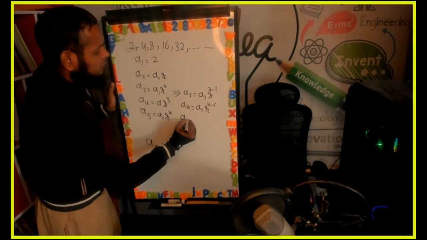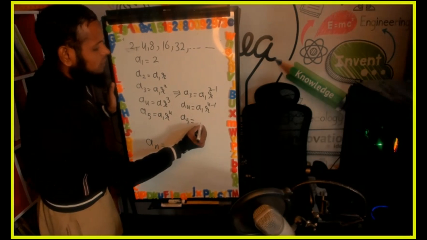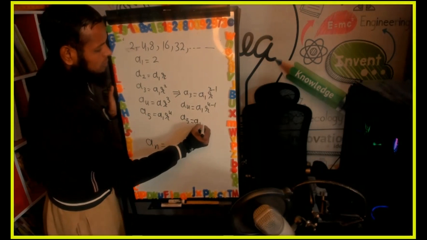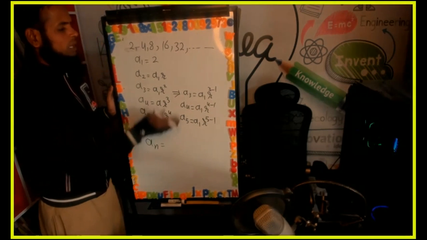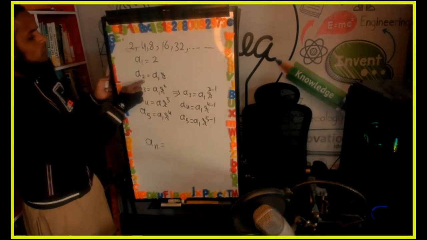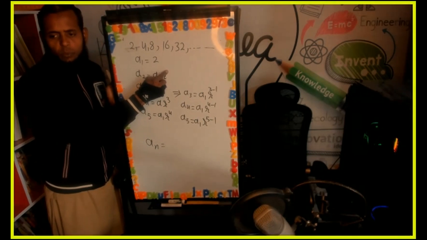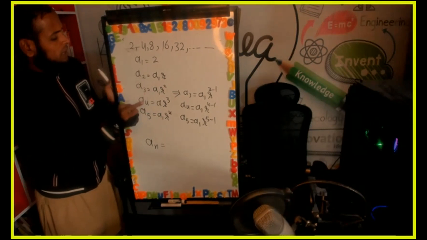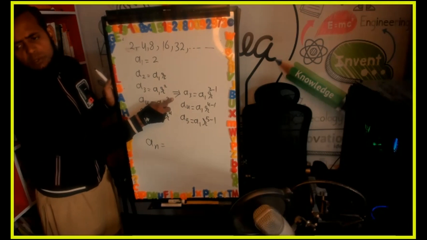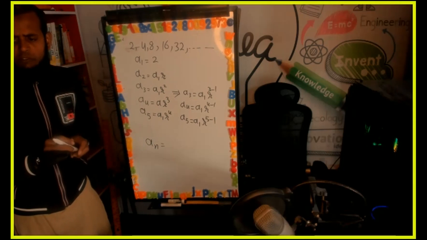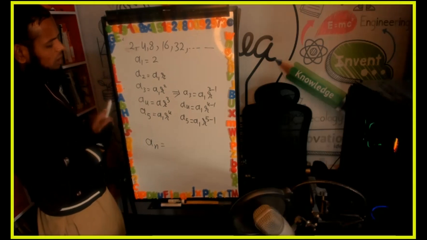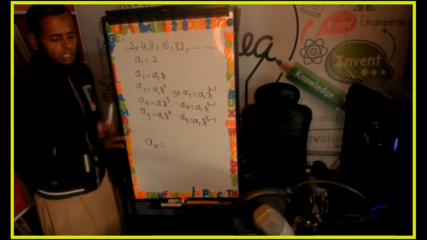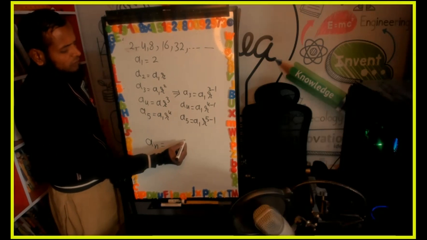And what is A5? You should tell me A5. A1 R to the power 5 minus 1. You understand? When there is 2, the power is 2 minus 1. When there will be 3, we write 3 minus 1. When there will be 4, we write 4 minus 1. The power of the common ratio R is 4 minus 1. For 5, the power is 5 minus 1. Clear? Now you should tell me what will be the formula of An, the nth term.